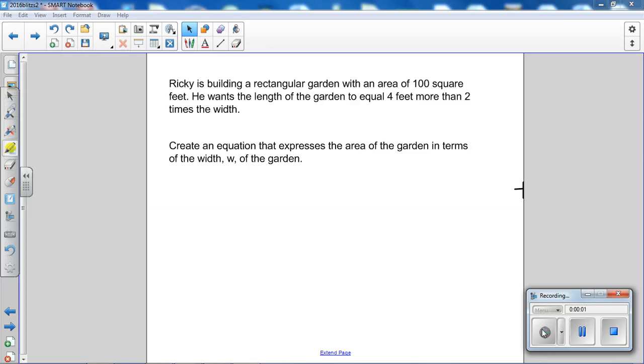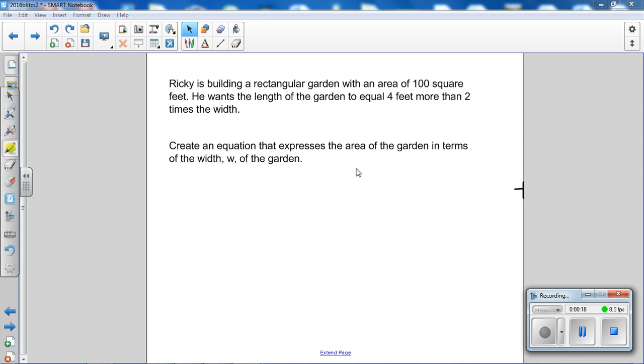So let's take a look at this question. Ricky is building a rectangular garden with an area of 100 square feet. He wants the length of the garden to equal 4 more than 2 times the width. Create an equation that expresses the area of the garden in terms of the width W of the garden.